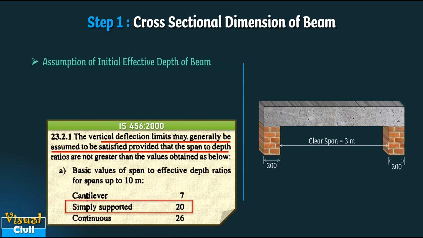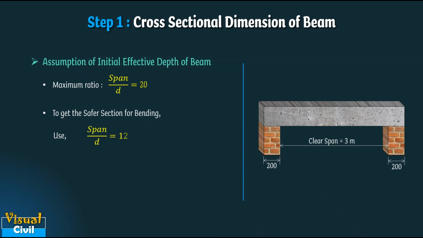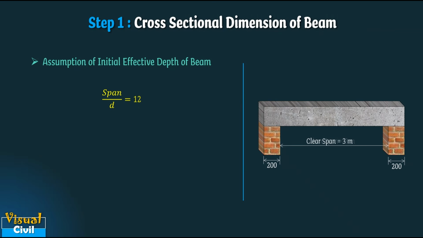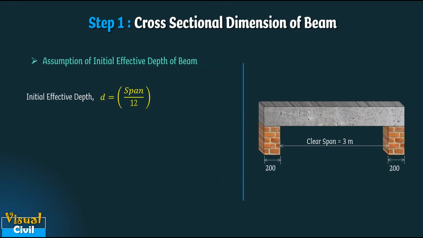Here, for a simply supported beam, the maximum value of span to depth ratio is 20. Hence, to get a safer section for bending, we can assume it between 12 to 15. For this numerical, let us adopt the span to depth ratio equal to 12. Putting the value of span as 3 meter in the ratio, we get the initial effective depth as 250 mm.